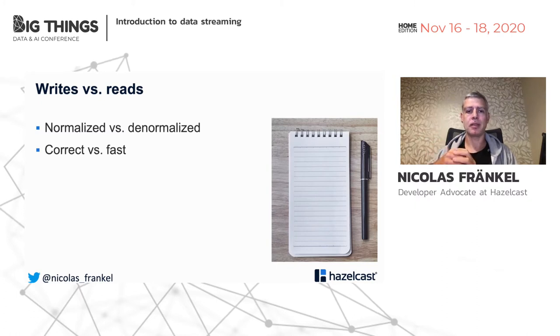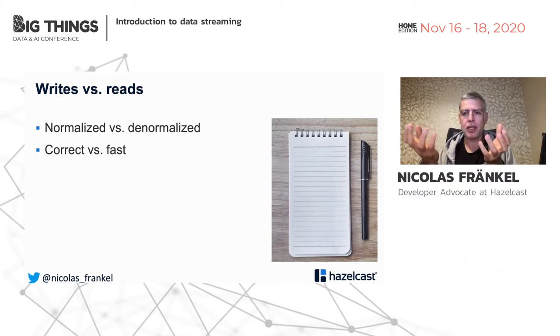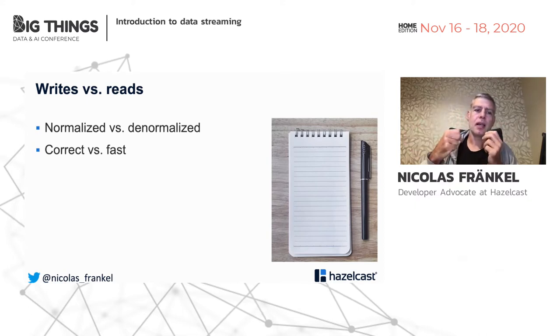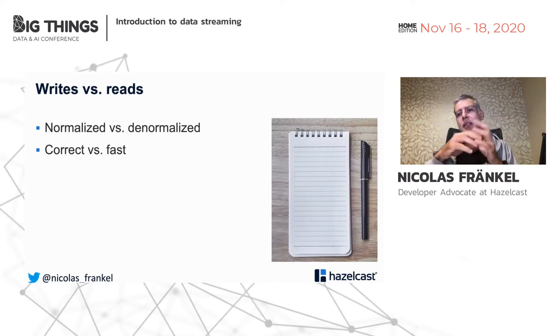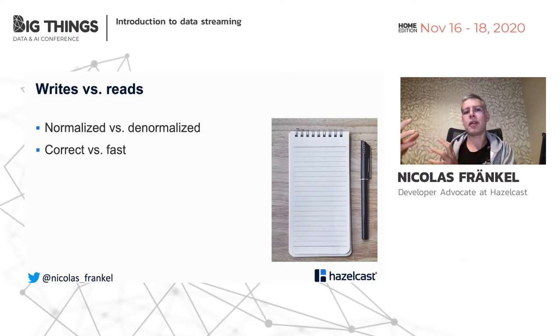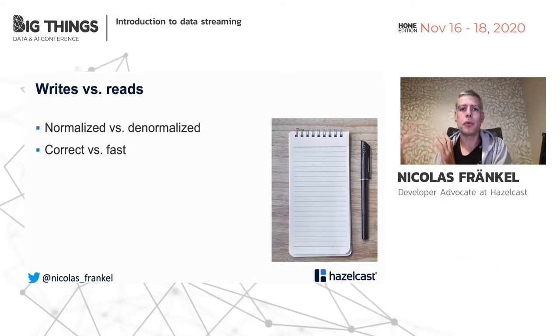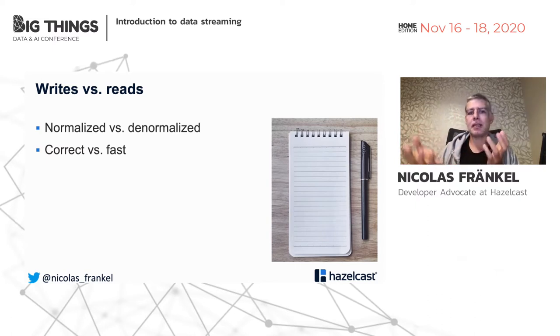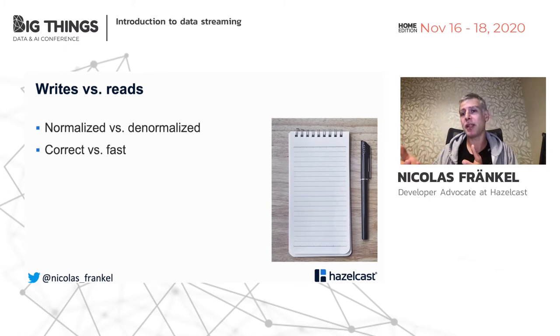Because when disk is expensive, you don't want to duplicate the data. And even if disk is not that expensive, if you want to update data that has been duplicated across multiple records, you would need to go to every record to update it. So you have those two edges of the sword: on one side, you have normalized data because you want your data to be nicely updated. And on the other end, you have denormalized data because you want to read super fast. It balances between having correct data versus having fast data.